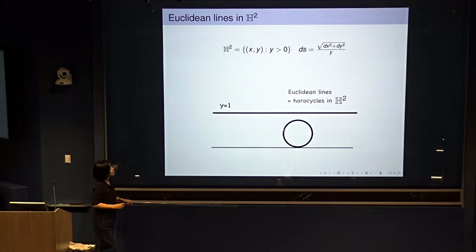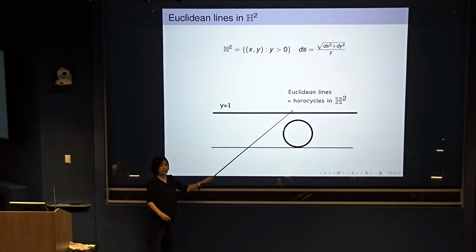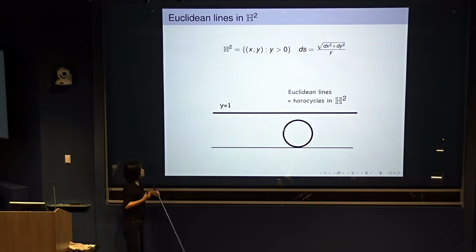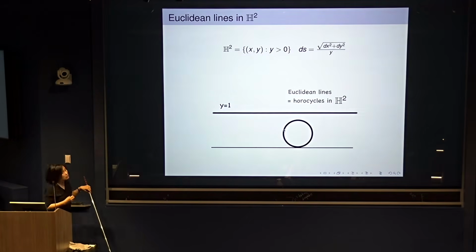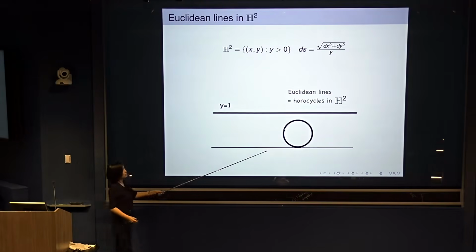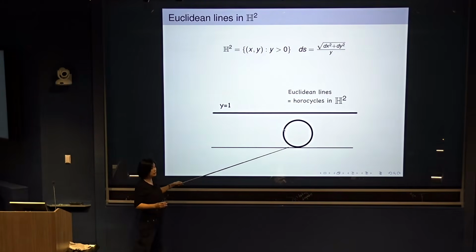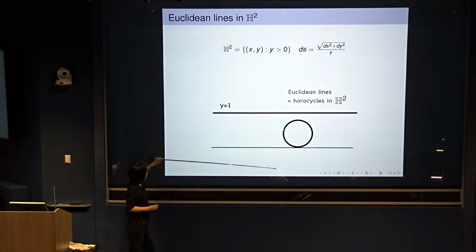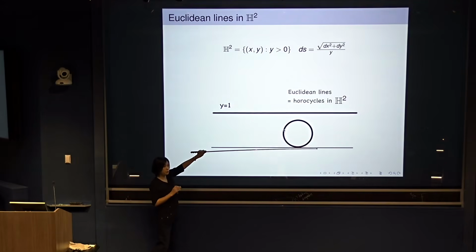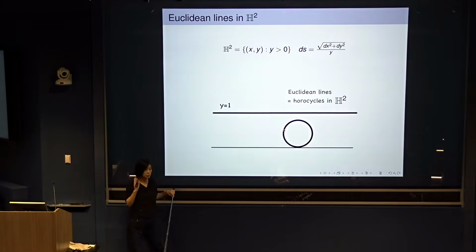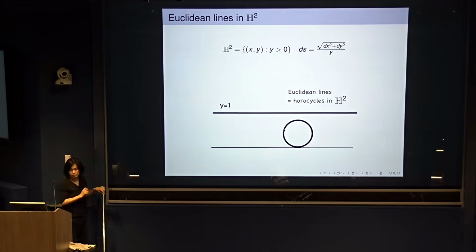And another nickname for a Euclidean line is a horocycle. So horocycle means that it's an imaginary circle. So this one actually looks like a circle, right? But however, it's not a circle in the hyperbolic plane because the boundary is not a part of the hyperbolic plane. So this circle doesn't exist in the hyperbolic plane because this point is not in my H2. So it's only an imaginary circle. So that's what we call a horocycle.